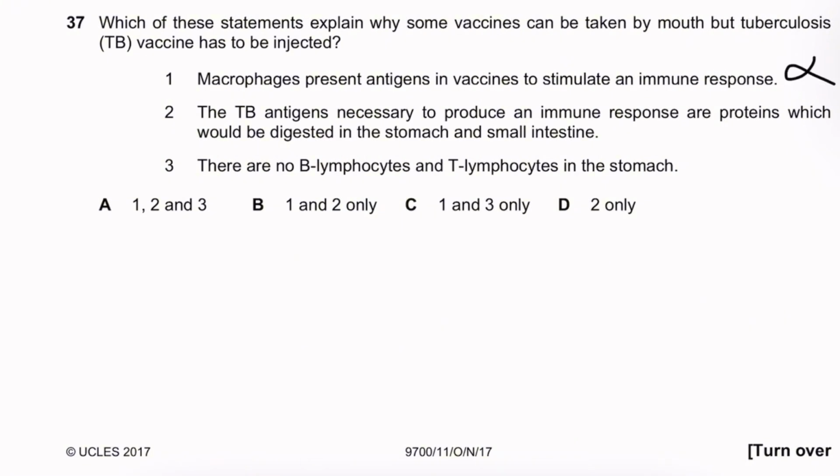The TB antigens necessary to produce an immune response are proteins which would be digested in the stomach and the small intestine. Exactly. There are no B lymphocytes and T lymphocytes in the stomach is not the reason, because there are specialized B lymphocytes and T lymphocytes in the stomach. Therefore, no, it's just going to be 2. Okay.